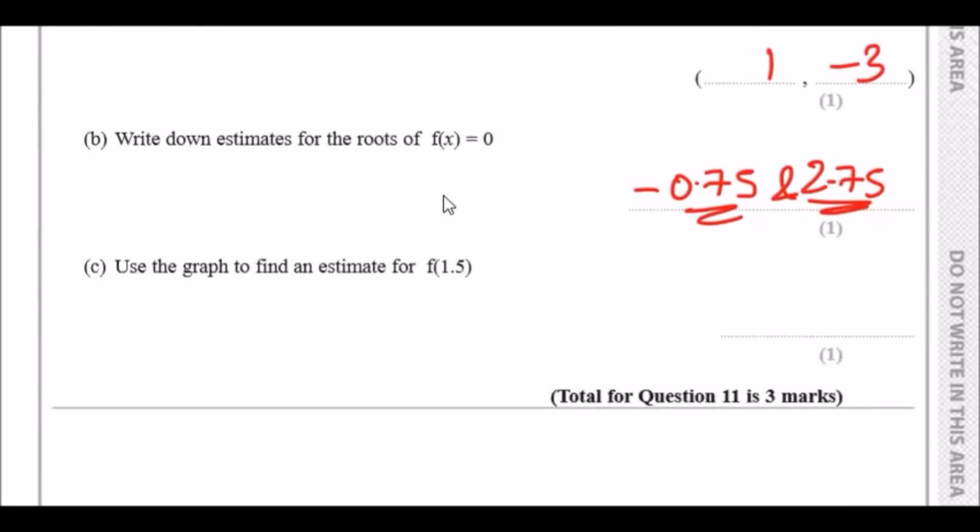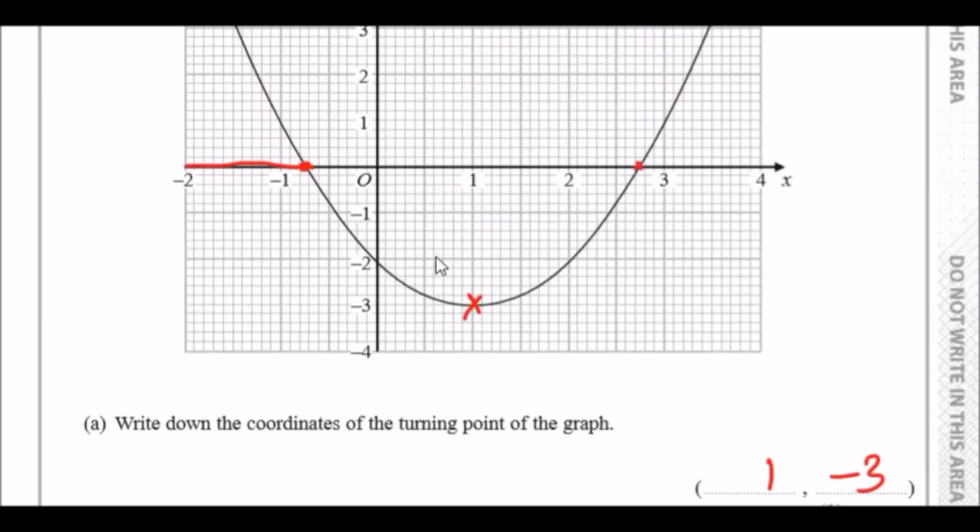Now, so far easy. Use the graph to find an estimate for the function when x equals 1.5. So notice how x is just being replaced with 1.5. So let's have a look. Where is x equals 1.5? Well, it's there. This is 1.5. So just see where it hits the curve. Well, it hits the curve at this point here. And that seems to be over here.